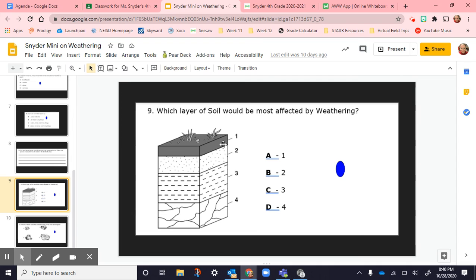Here you have different layers. So here at the top, you have topsoil, and then these here are underground. And it says, think about what causes, so wind, water, ice, gravity, living things. Which one is going to be affected the most by weathering?